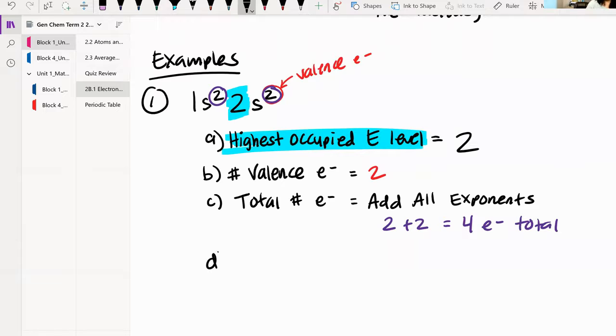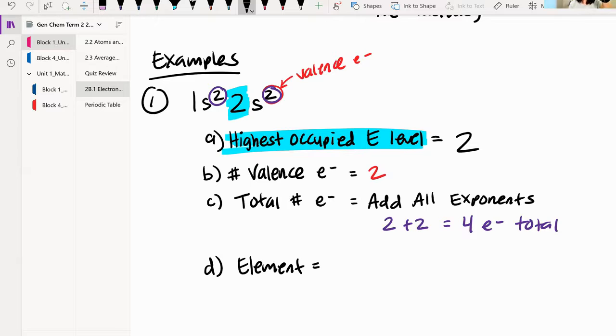Next question, letter D. Assuming that this is a neutral atom, meaning that the number of electrons equals the number of protons, what element is this? You look at your total number of electrons. Assuming we have a neutral atom, if there are 4 electrons, then there must be 4 protons as well.